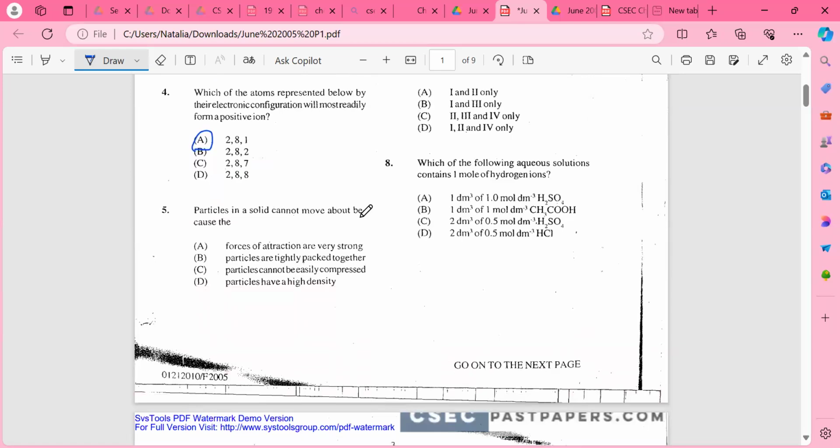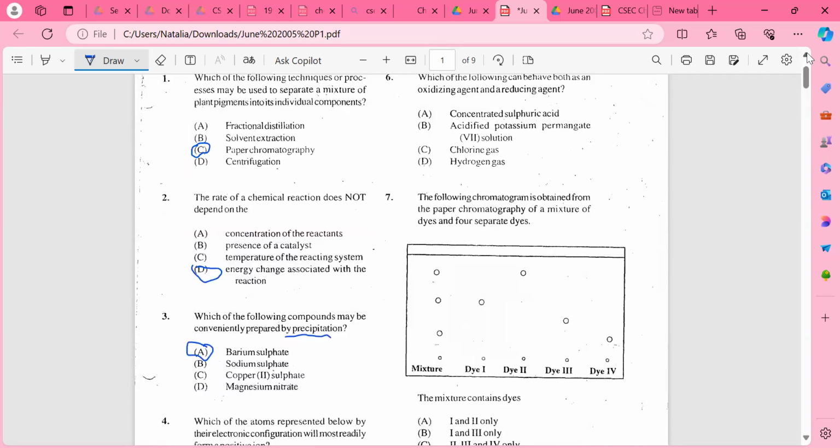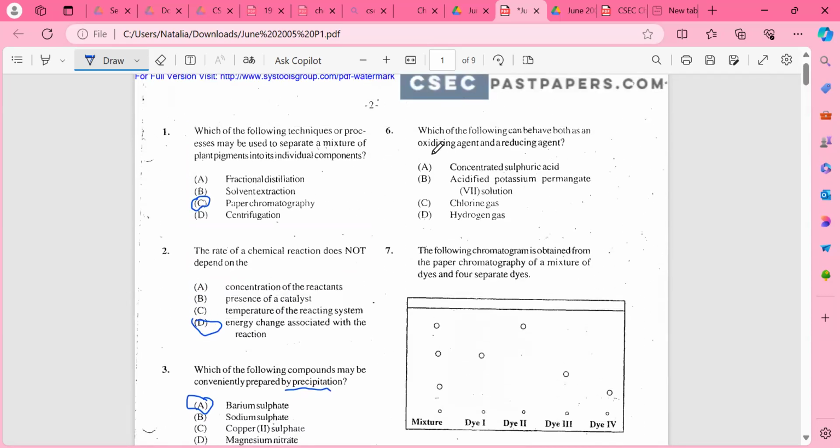Particles of a solid cannot move about because the force of attraction is very strong. So the force of attraction between the particles is very strong, so it's very difficult to overcome these forces of attraction and move.